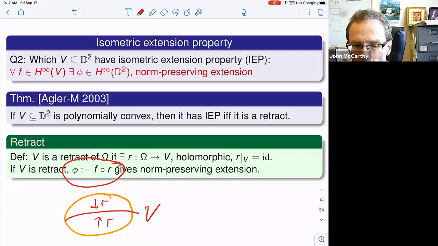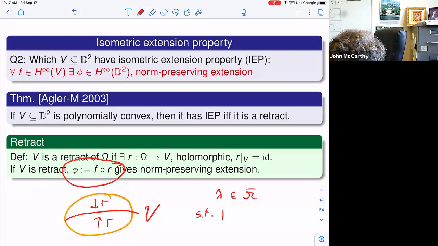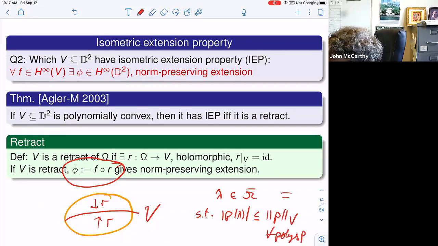What does it mean to be polynomially convex? I mean that the closure of V inside the closure of omega is polynomially convex. That is, if lambda is any point in omega closure such that P of lambda is less than or equal to the sup of P on V for all polynomials P, that implies that lambda is in V closure. This is polynomially convex.